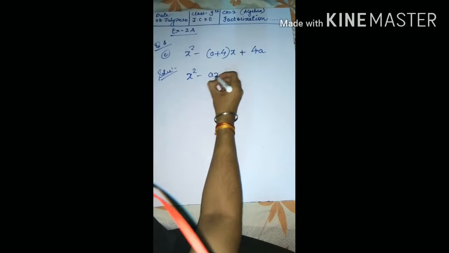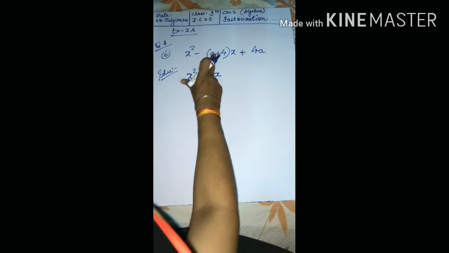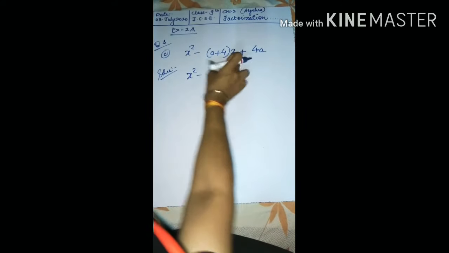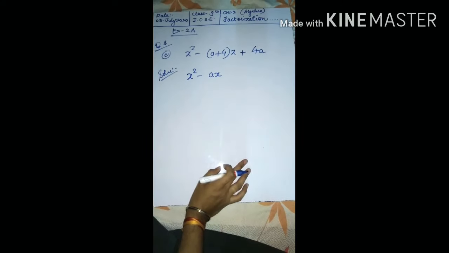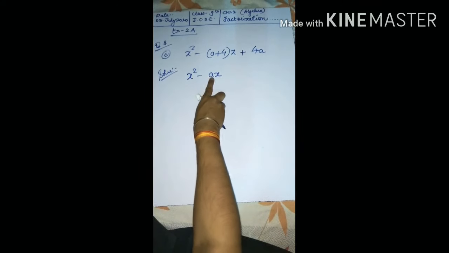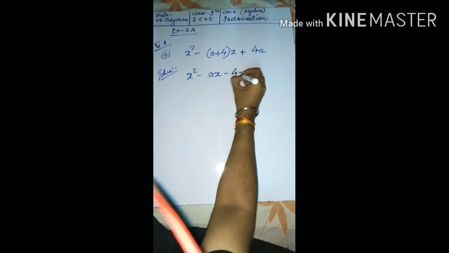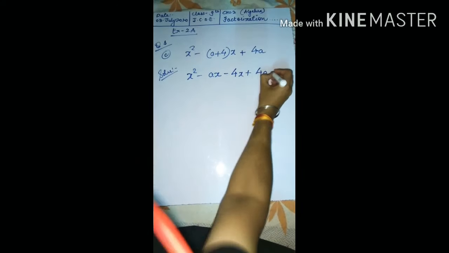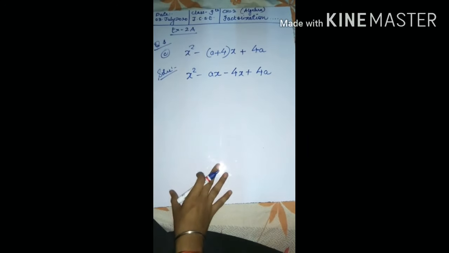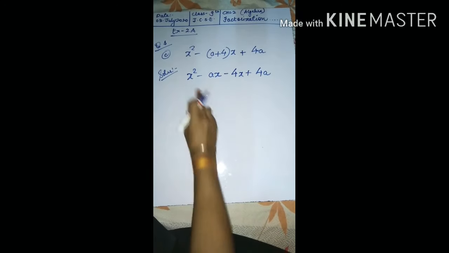So x square, multiply this. See this minus sign, this minus and this x, these two will be going to multiply in the bracket. So minus x into a will give you minus of ax, minus x into 4 will give you minus of 4x plus 4a. Okay, now this is already arranged, we don't need to do anything.